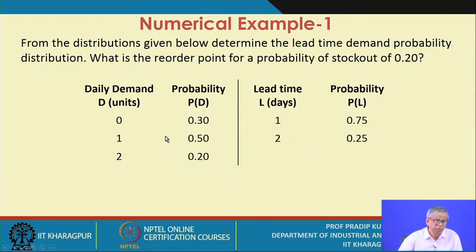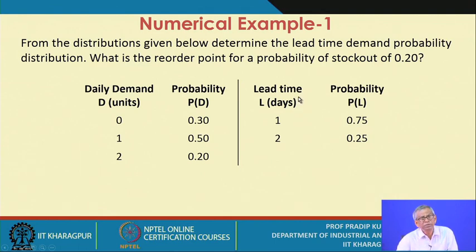Another assumption we are making is that this is an exhaustive list. That means there is no probability that the demand will be greater than 2. It's clear. When you add these 3 probability values, you get a value of 1.